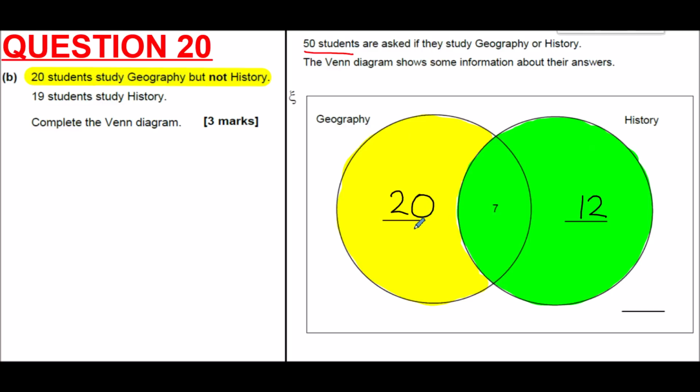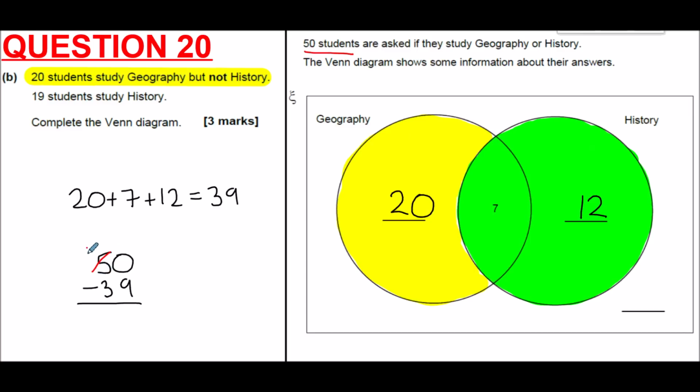Bear in mind though, there were 50 students altogether asked. So how many students do we have so far? We've got 20, 7, and 12. 20 plus 7 plus 12. If you add those numbers up, that comes to 39. But with 50 students altogether, how many students are missing? We can work that out by doing the difference. 1 take away the other. 0 take away 9 we can't do.